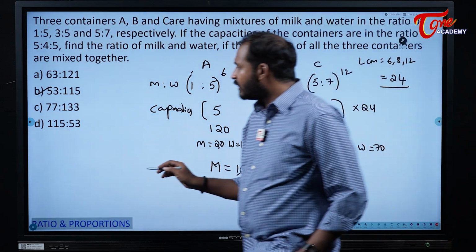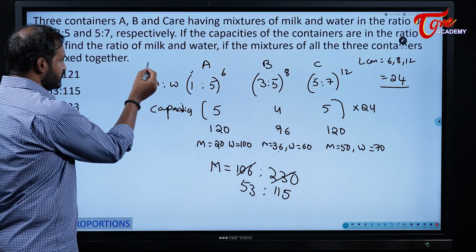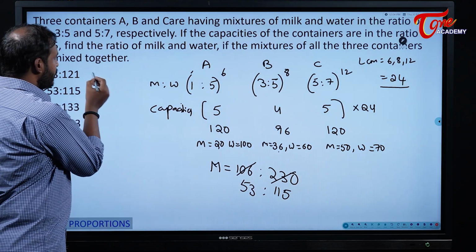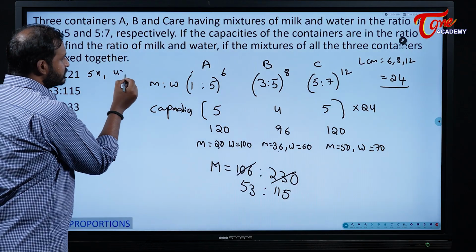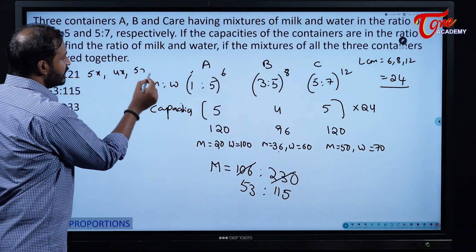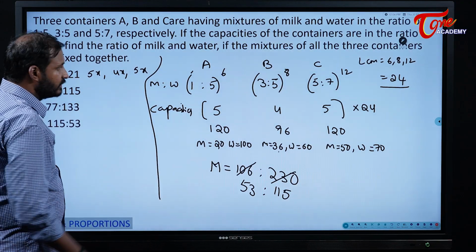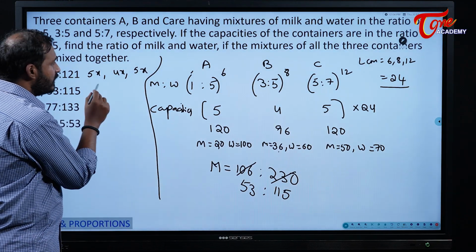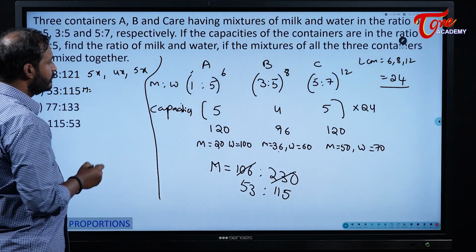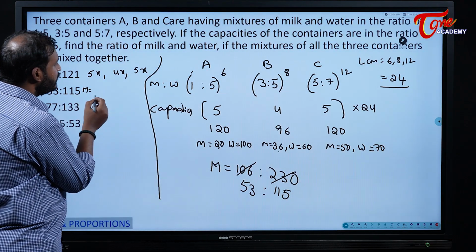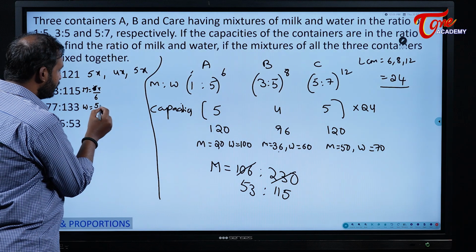If this is not the case, definitely it will take a lot of time for us to solve the problem. Okay, let us solve this one with the traditional method, students. Suppose the capacities are 5x, 4x and 5x. In the first one, milk and water are in what ratio? 1:5, right? So what will be my milk portion? 1/6 of 5x, that means 5x/6. So water will become 25x/6.